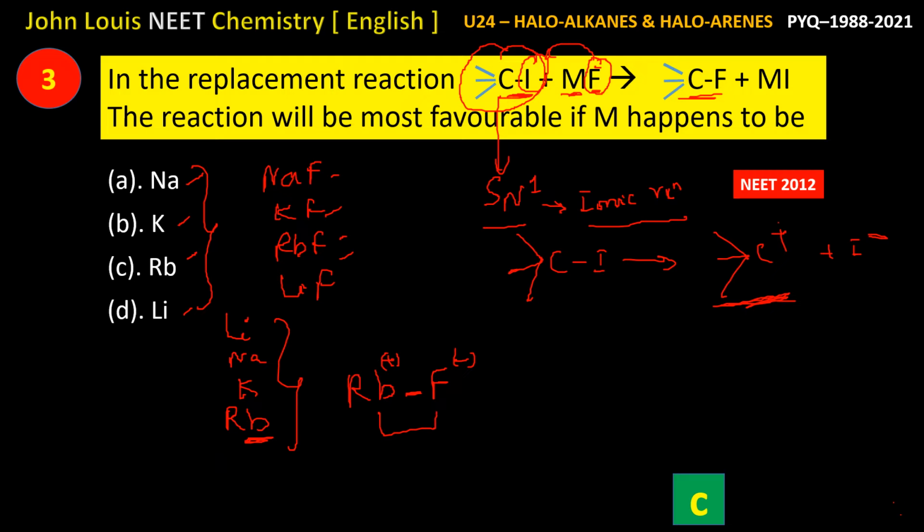How can we find that out? They all belong to the same group of the periodic table. When we go down, the positive nature increases. Therefore, the ionic nature will be more between rubidium and fluorine. So that is why rubidium fluoride will be more favorable. If M happens to be rubidium, this reaction is more favorable. Therefore, the answer is C.